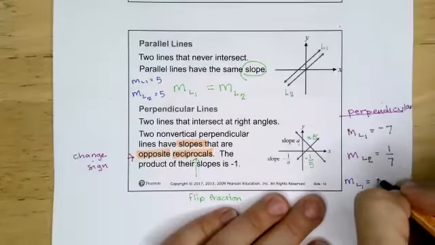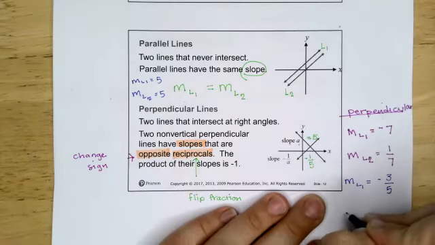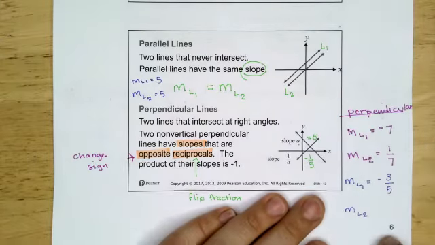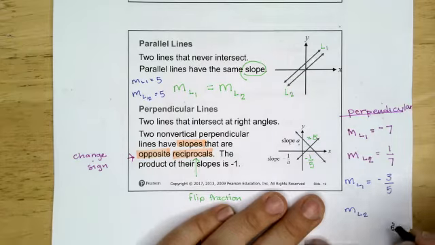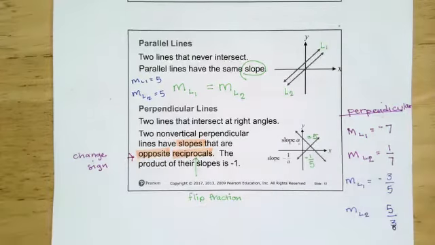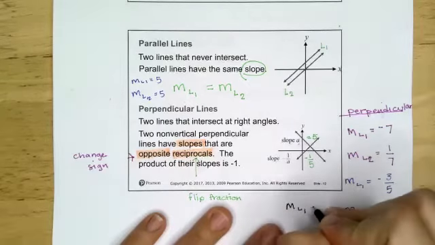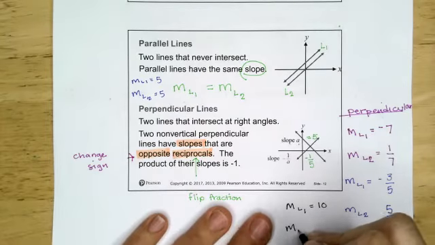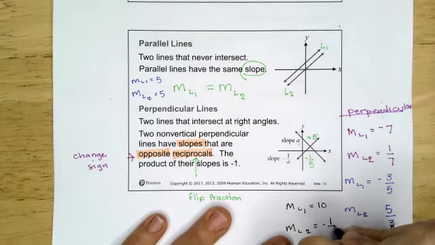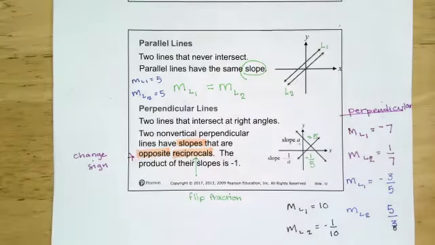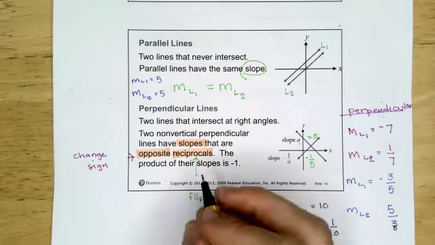Perpendicular, if line 1 is -3/5, that means to make a perpendicular line, we need to flip the 5 and the 3. So now instead of 3/5, it's 5/3. And then we need to change the sign. Instead of negative, it's positive. Does that feel okay? Do another one. Line 1 is 10. Line 2 is -1/10, because 10 is the same as 10/1, right? Change the sign, flip the fraction, including making it a fraction.